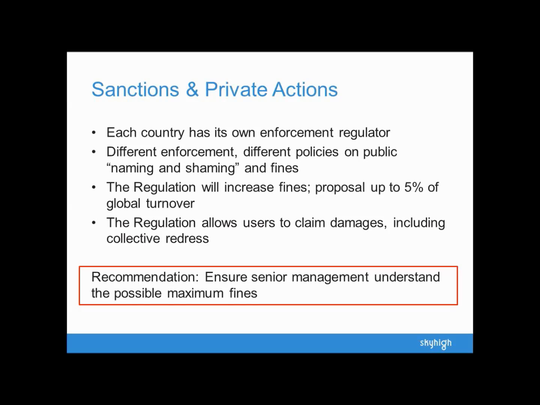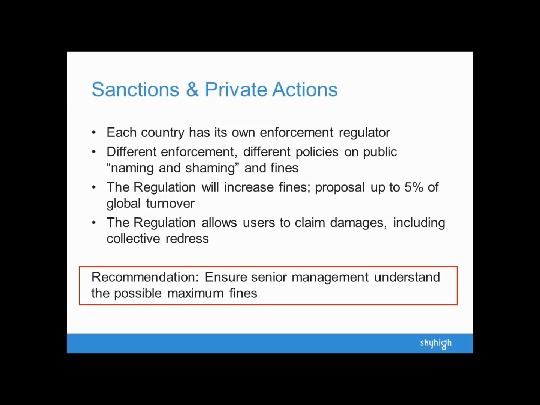In the new regulation, users can claim damages, including what's called collective redress, which is rather like the US, I'm going to have to pause because I can't remember. Yeah, sure. It's okay. Class action lawsuit. Yeah. What did I say? I've just forgotten it. Class action lawsuit. Right, let's start that again.